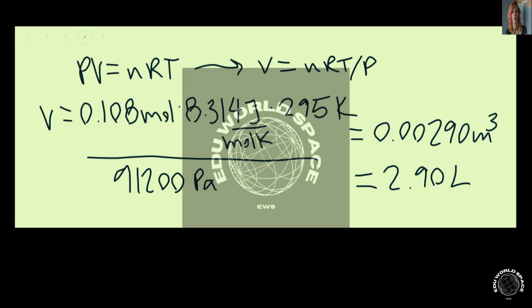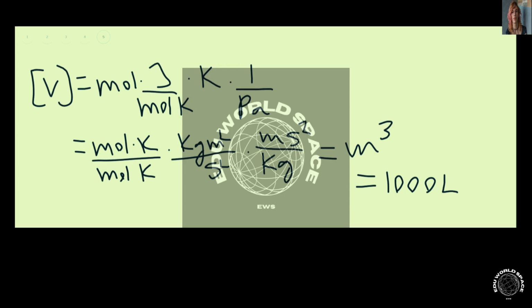So we plug in everything we know. And what we get out of that is 0.00290 meters cubed. But since there's 1,000 liters in a meter cubed, that's 2.90 liters. But let's take another look at the units that we have here for volume. So that's our final answer, 2.90 liters. But let's go over our units.